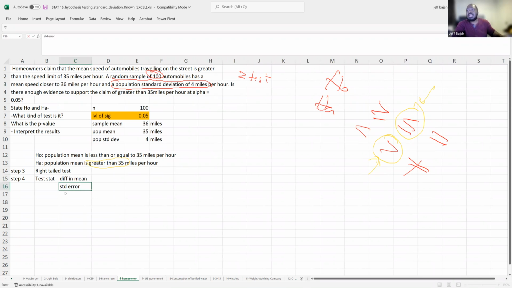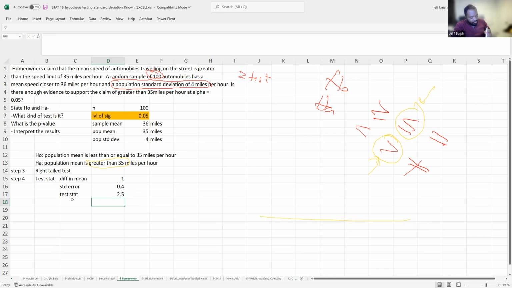Error, and then test stat. All right. So difference in mean means your sample mean minus your population mean. We got that. Standard error will be standard deviation divided by the square root of your sample, right? And then test stat just means you divide this by that. Okay, 2.5.